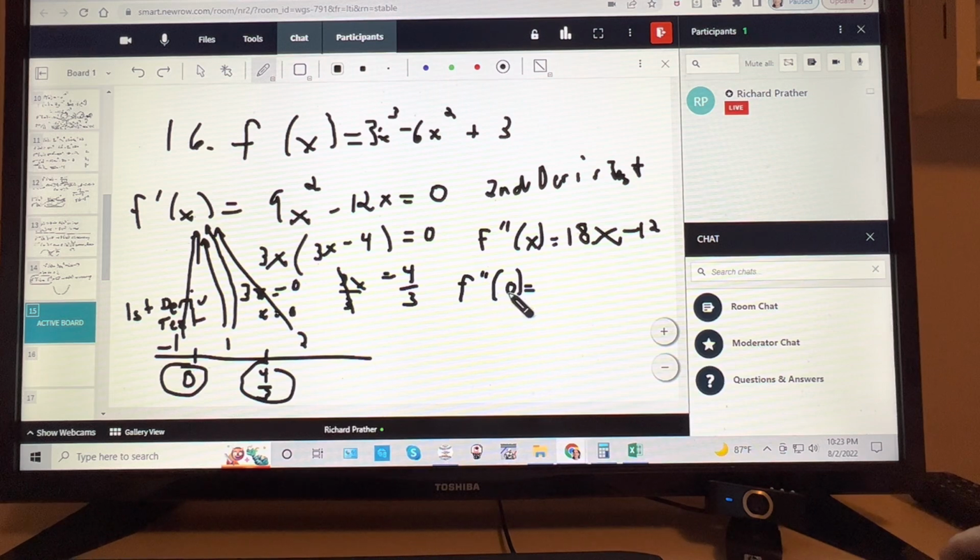So f double prime of 0 would be -12. Because I'm at a critical number of the first derivative, that's a spot. If it came from a 0, that's a spot on the original graph that's flat. I have a flat portion of the graph. Now maybe the graph increases, it's flat right there, and then increases again after that. That's possible. Or maybe it increases, it's flat, and it goes down, and then I got a maximum.